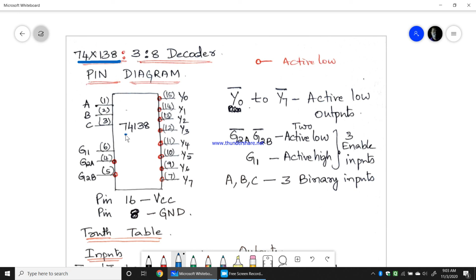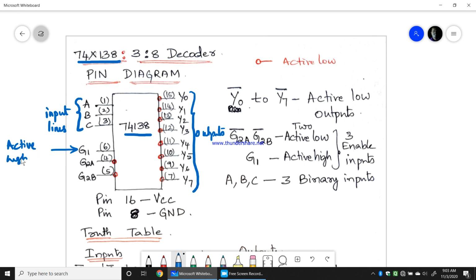Now this is the pin details you can see for 74138, where pins 1, 2, 3, which are A, B, C, are input lines. Whereas y0, y1, y2, y3, y4, y5, y6, y7 are outputs. And then we do have G1, which is an active high enable pin, and G2A and G2B, which are active low enable pins.